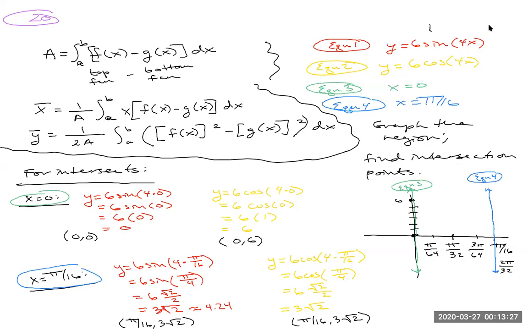So now we're going to do a table of values. I'm going to go ahead and erase. Actually, before I erase, let's draw out the intersects that we have so far. We already saw 0, 0, and we saw 0, 6. Now we have pi over 16 and about 4.24. So right about here, let me make that. Okay. All right, now let me erase all this stuff.